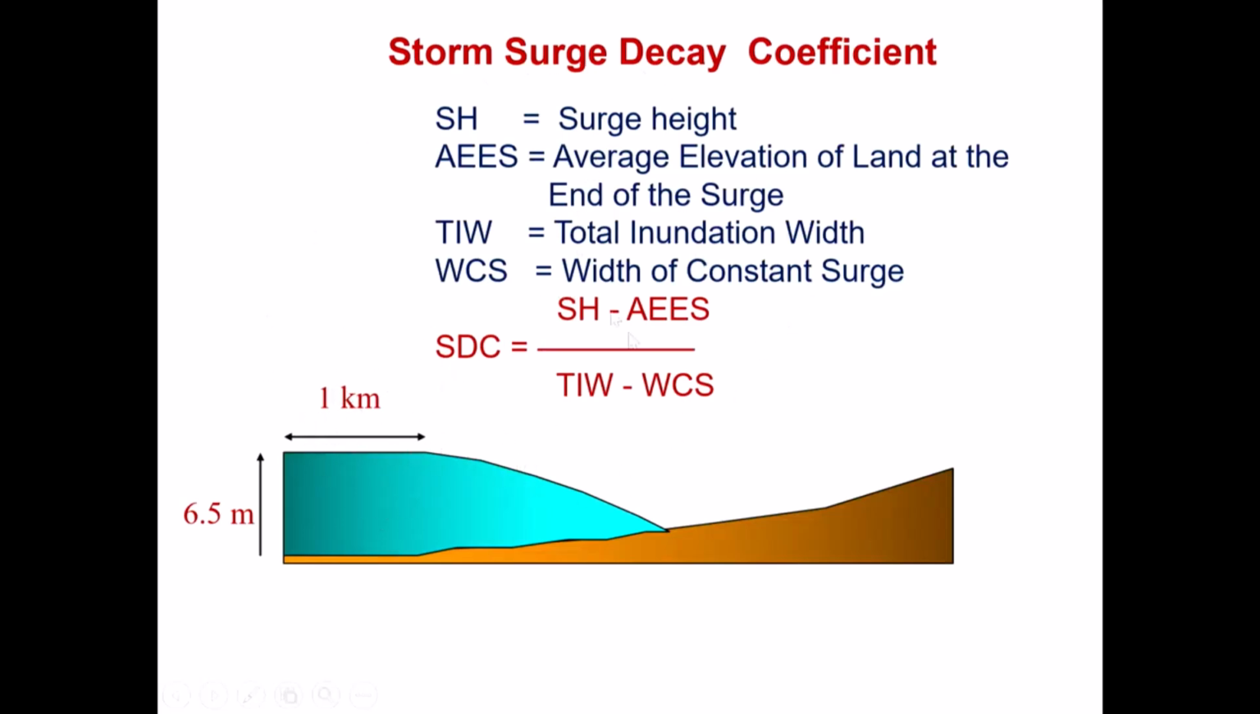So taking this into account, you can calculate the storm surge decay coefficient. Later this decay coefficient can be used to calculate the flood depth of the map. Flood depth means how much water will be where. So when you put the population data over that, then you can calculate the vulnerability due to the storm surge.